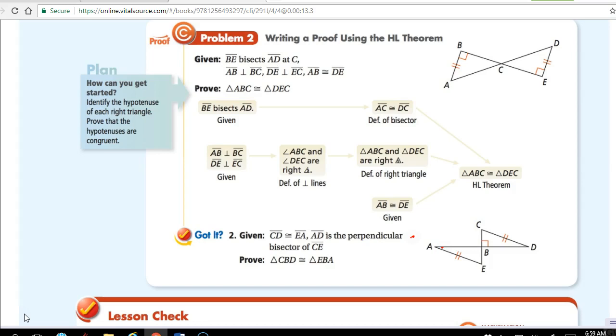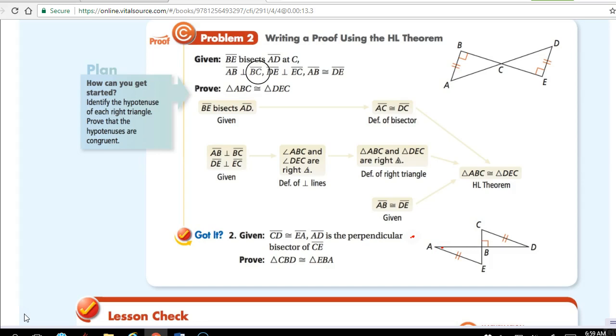And if you look carefully, we're given that BE bisects AD at point C. And we know that AB is perpendicular to BC, and that DE is perpendicular to ED, and we're also given that AB is going to be congruent to DE. Now all these are marked in the picture already.